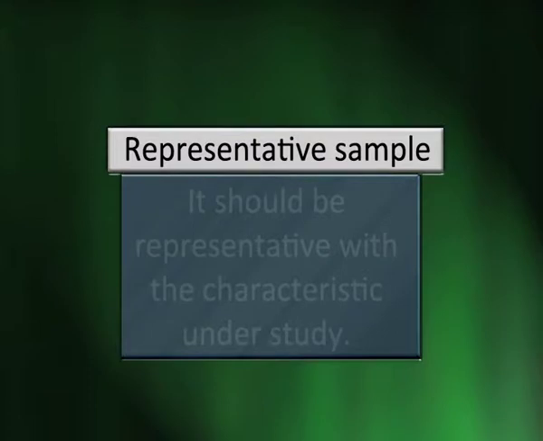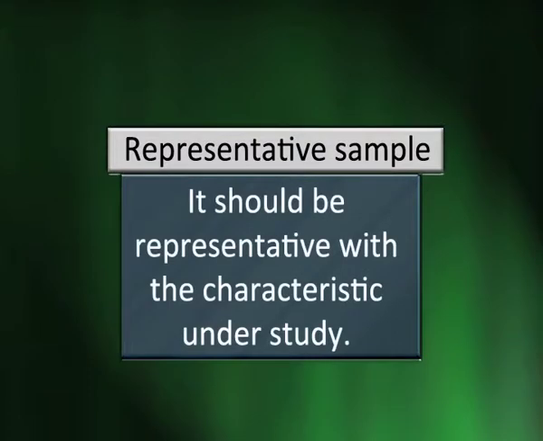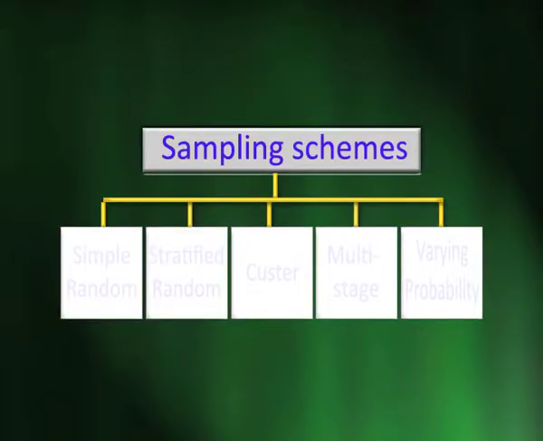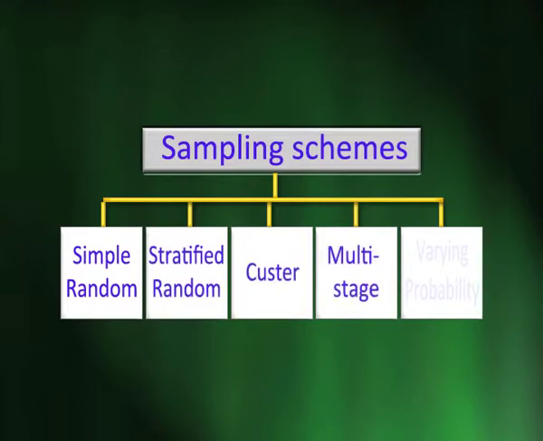A representative sample means that it should be representative of the characteristic under study, and such a sample can be selected by different sampling schemes. The sampling scheme depends on what type of situation there is, what type of data are available to us, and in what form the data are. Such sampling schemes are simple random sampling, stratified random sampling, cluster sampling, multi-stage sampling and varying probability sampling schemes.